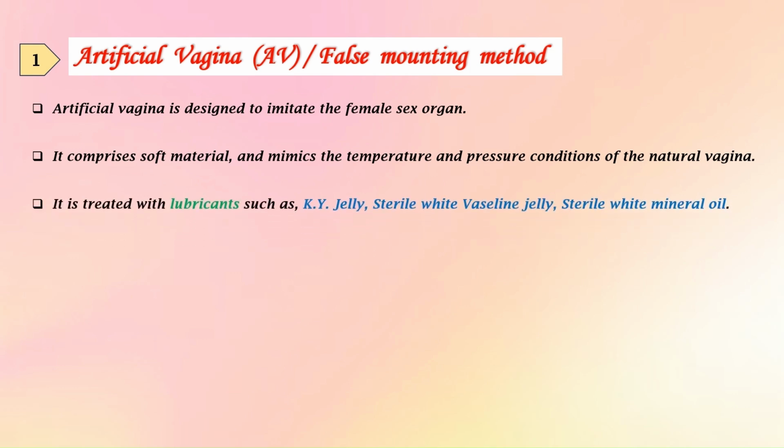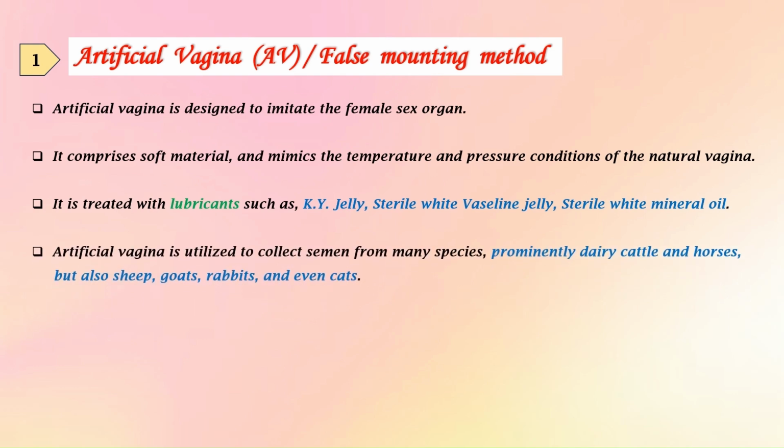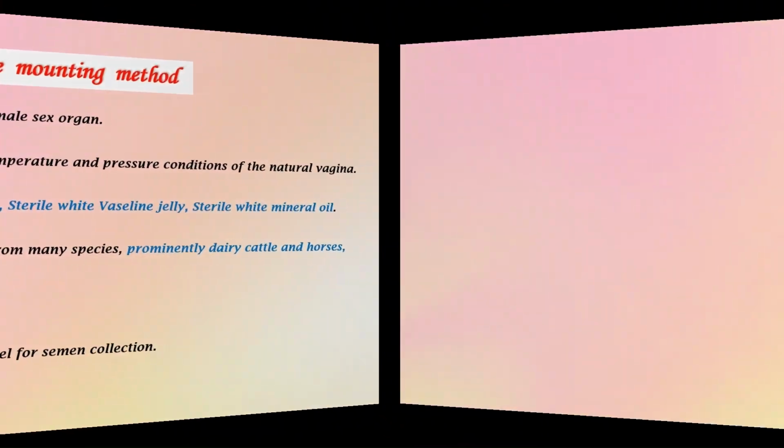It is treated with lubricants such as KY jelly, sterile white Vaseline jelly, and sterile white mineral oil. Artificial vagina is utilized to collect semen from many species, most prominently dairy cattle and horses, but also sheep, goats, rabbits, and even cats. There are certain limitations for this method. It requires trained or skilled personnel for semen collection, and chances of injury by furious bulls.